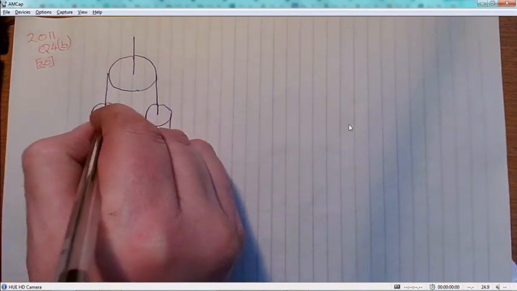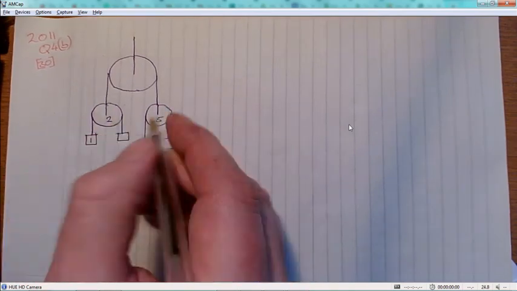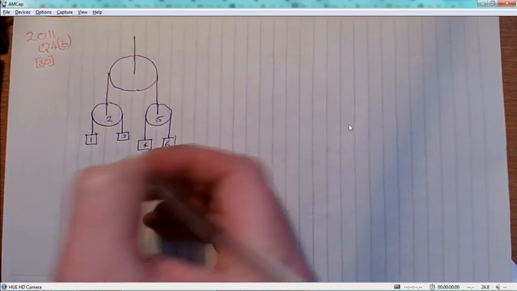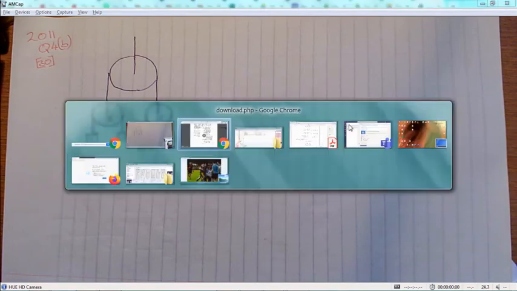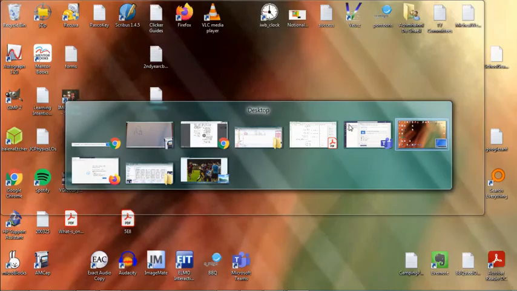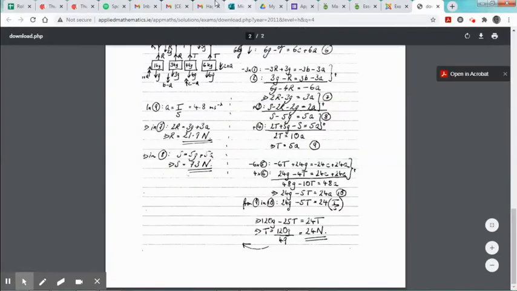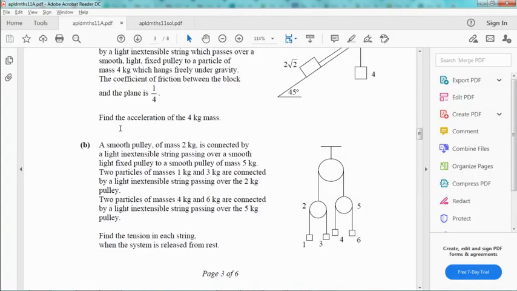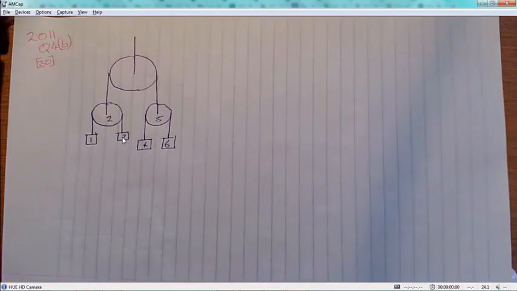If we look at the question, it says this is a mass of 2, this is a mass of 5, this has got a mass of 1, this has got a mass of 3, this has got a mass of 4, and this has got a mass of 6. In the question, they want us to find the tension in each string when the system is released from rest. So we could indicate them here.